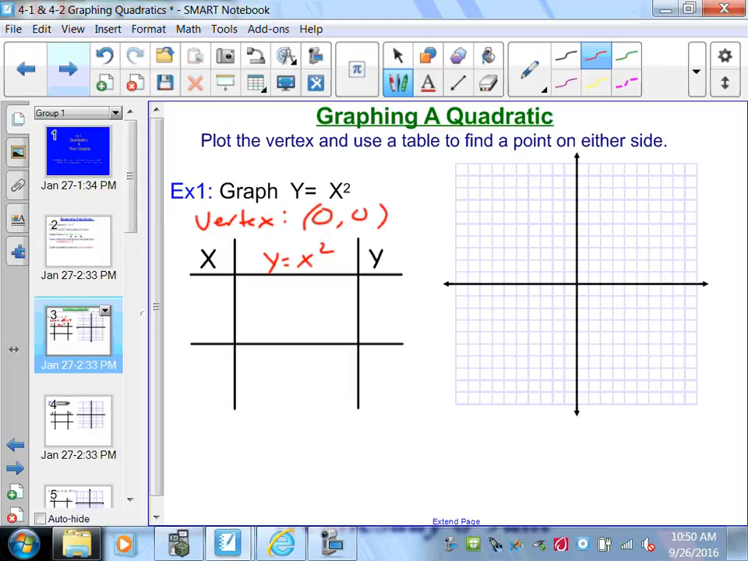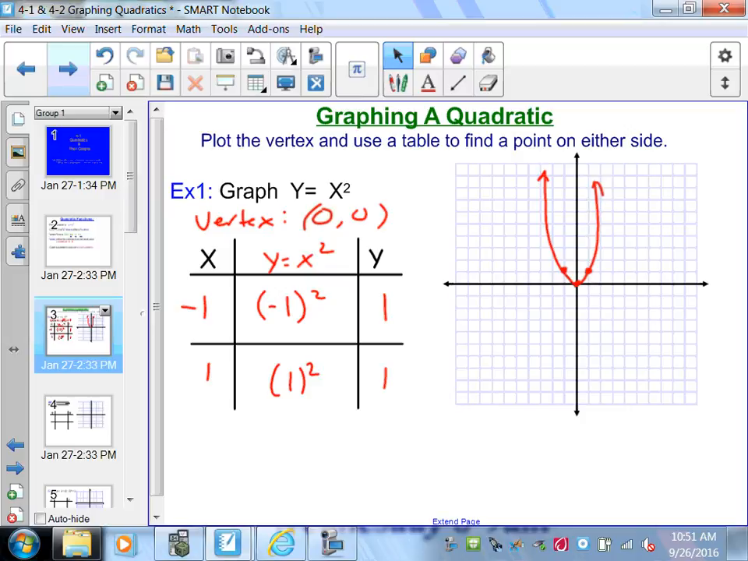So something before 0, negative 1, and after 0, 1. Negative 1 squared is 1, and 1 squared is 1. So, graphing the points 0, 0, negative 1, 1, and positive 1, 1, it looks like it's going to be a V. But remember that this is a quadratic, so it's going to be curved instead of a nice V. And it doesn't curve on the outside, it curves on the inside.